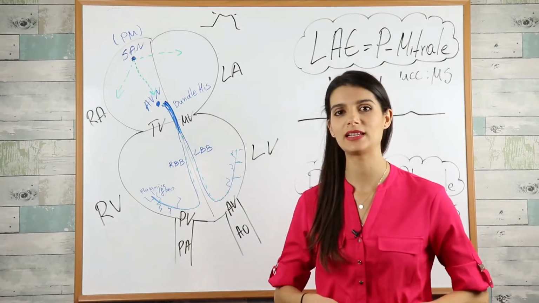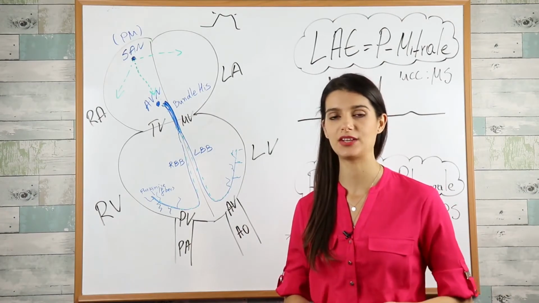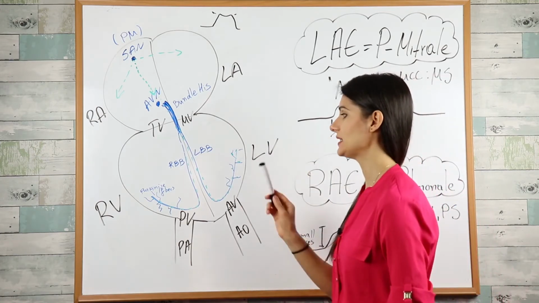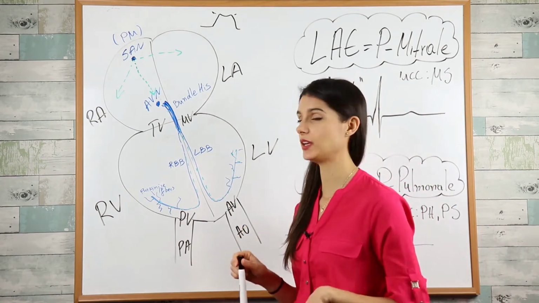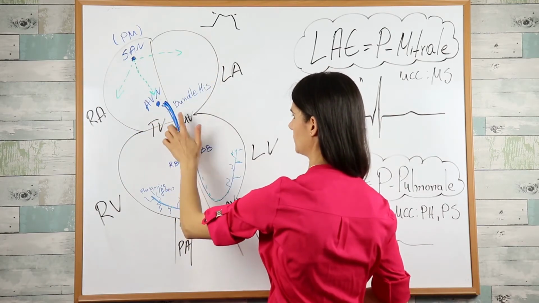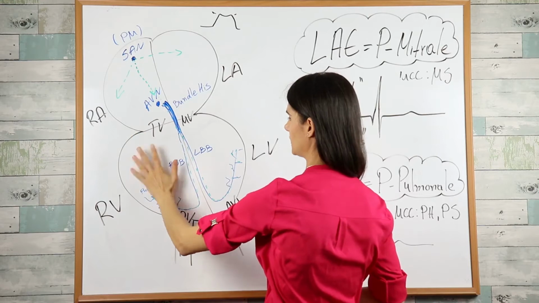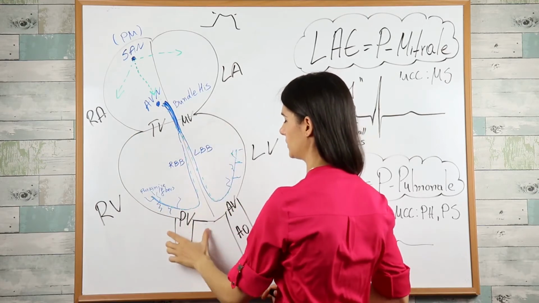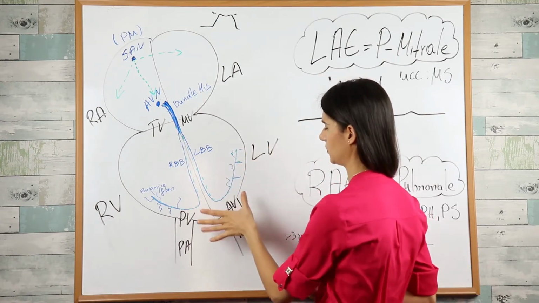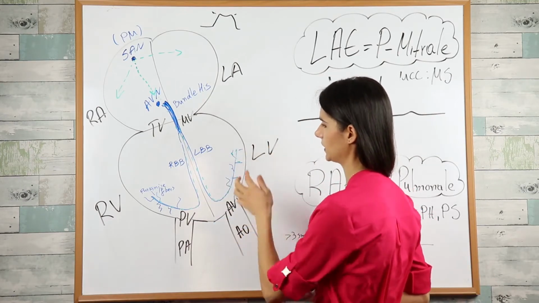Alright, so let's explain the left and right atrium enlargement EKG characteristics based on this drawing here. So this is how we draw the heart, and just to quickly orient you, this is the right atrium, left atrium, tricuspid valve, mitral valve, right ventricle, left ventricle. From the right ventricle, the pulmonary artery is coming out with the pulmonary valve, and from the left ventricle, we're having the aorta coming out with the aortic valve.